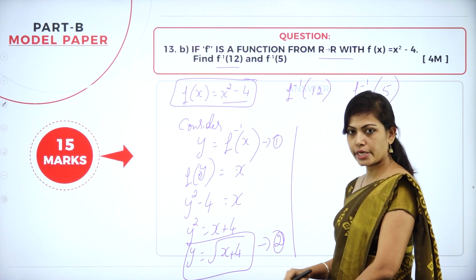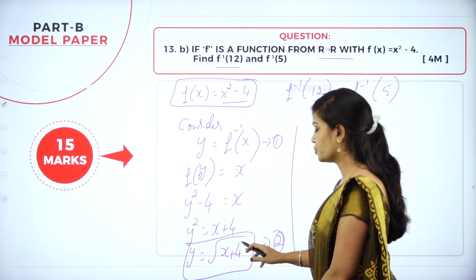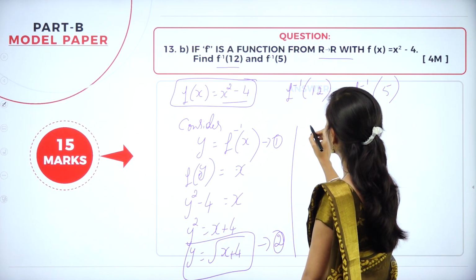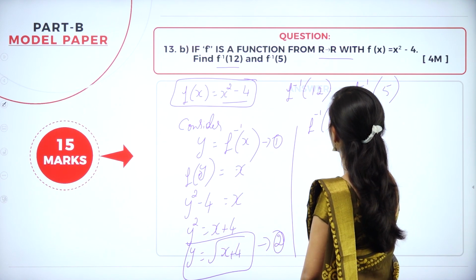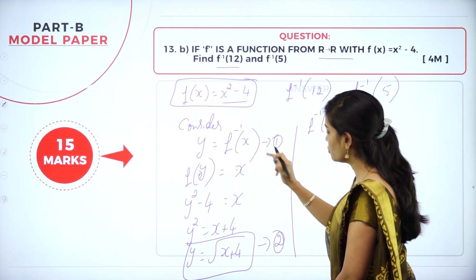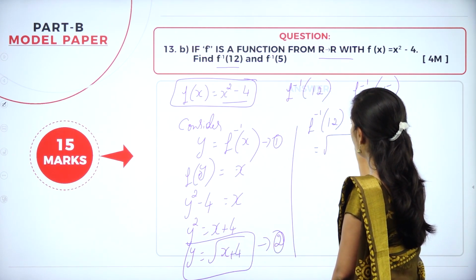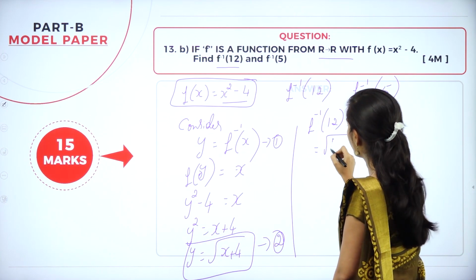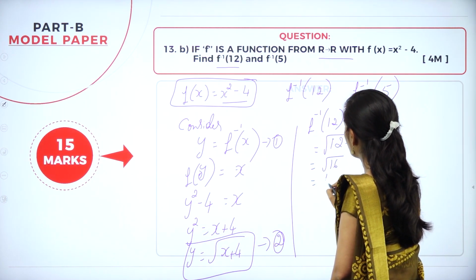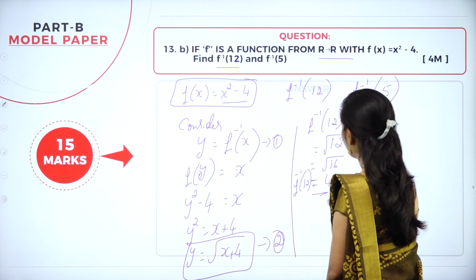Now I'll use this equation. So y is equal to f inverse x and y is equal to root of x plus 4. So now I'll find out this f inverse 12. What is the value of x here? x is equal to 12. So substitute the value of x here. f inverse 12 is equal to root of 12 plus 4, is equal to root 16, is equal to 4. So f inverse 12 is equal to 4.